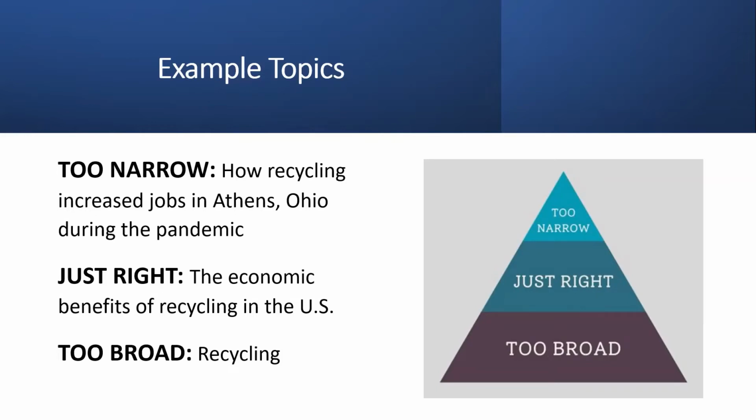Just right, a topic that we probably would find a lot of information on, but not too much information on, would be the economic benefits of recycling in the US. You could even narrow this a little more and look at a certain state if you wanted to. A topic that's too broad, as we saw with our 2 million results, was recycling. That's going to make writing your paper a lot harder because recycling has so many aspects, so many facets to it that you're going to get stuck and bogged down by too many results.